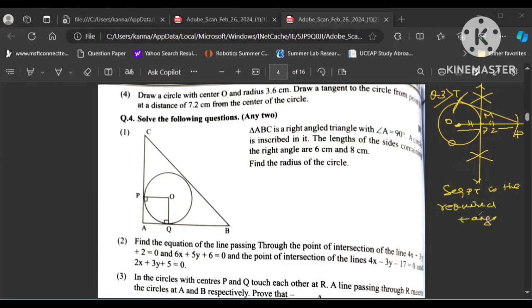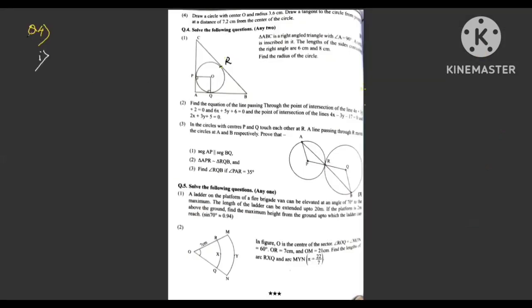Okay, children? Now you can see here, children. Now we will just go to the next sum, question number 4, sub question 1.